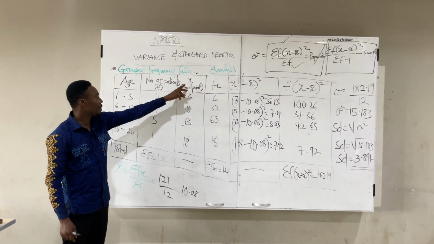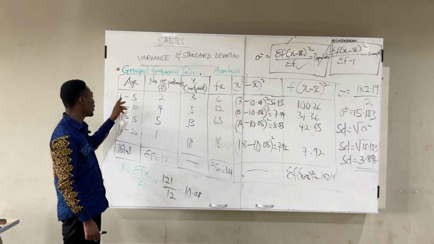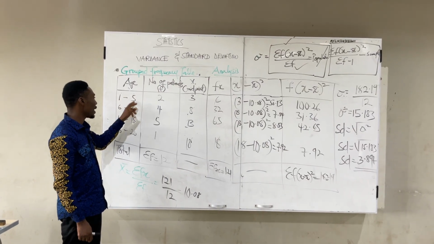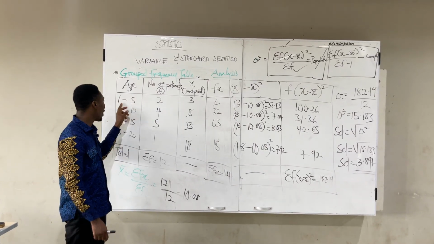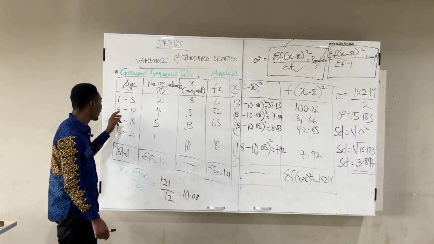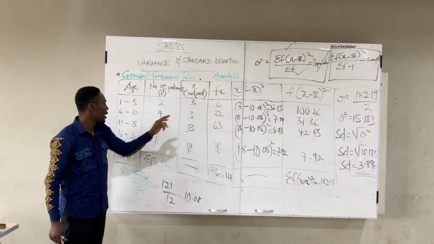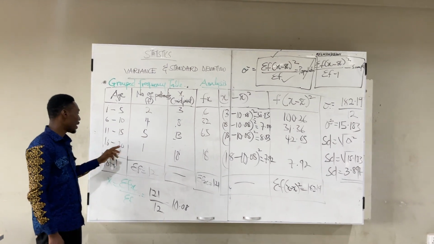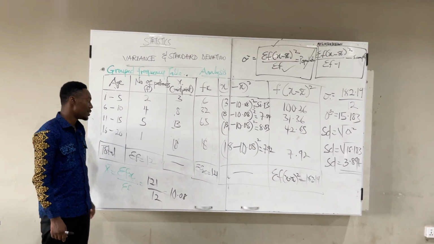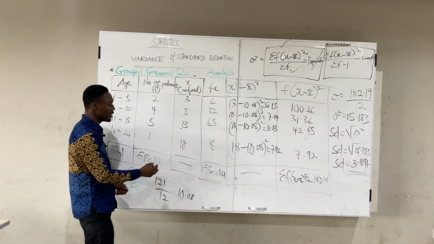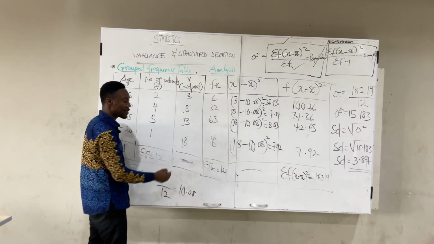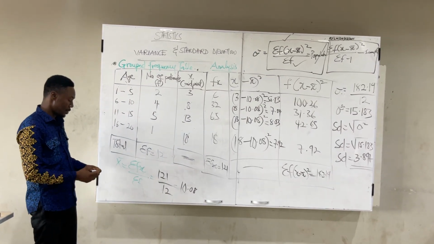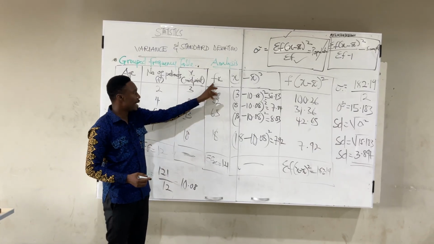Okay? So the midpoint column, how do you get a midpoint column? You add the lower limit plus the upper limit. You divide by 2. So 1 plus 5 divided by 2, you get 3. 6 plus 10 divided by 2, you get 8. 11 plus 15 divided by 2, you get 13. 16 plus 20 divided by 2, you get 18. You will not need a total for the midpoint column. Put a dash there.